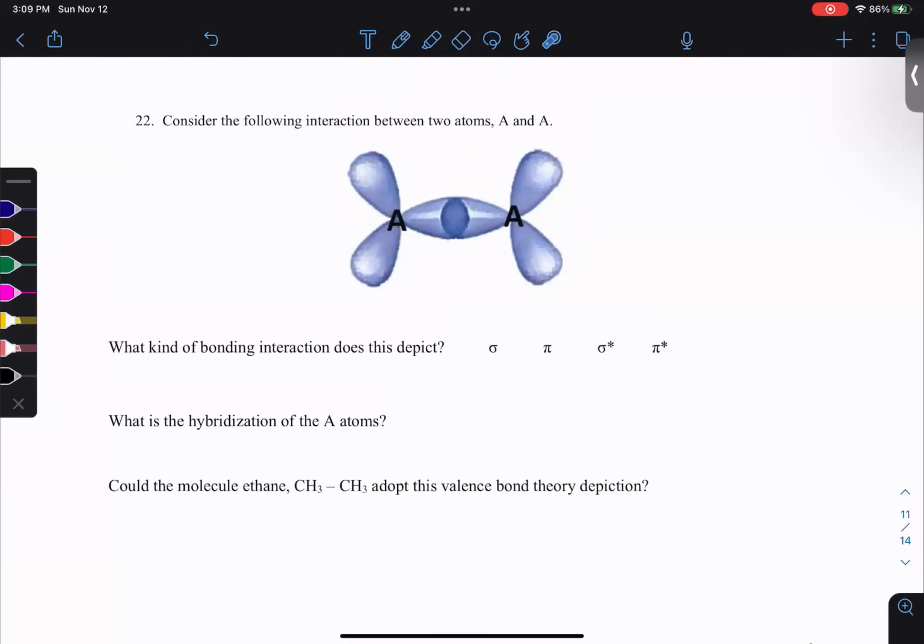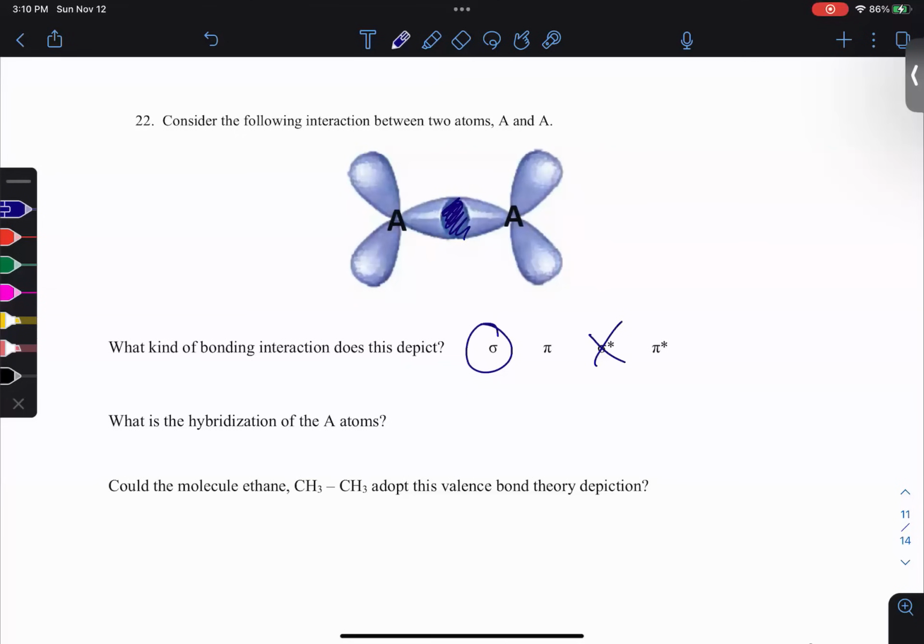Let's look at this molecule, an interaction between A and A. So, what kind of bonding interaction is this? Where's the bond? It's between the 2 A atoms. So what kind of overlap is that? Sigma, yes, sigma. It's not pi. And since this is valence bond theory, the phasing is right. We're not going to pick pi star. That's not pi star.